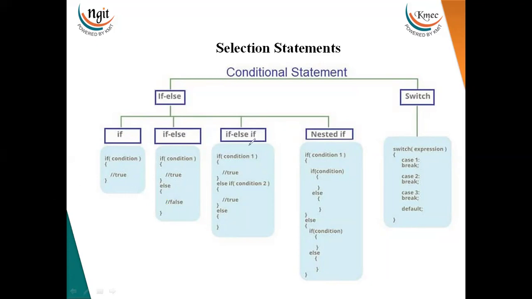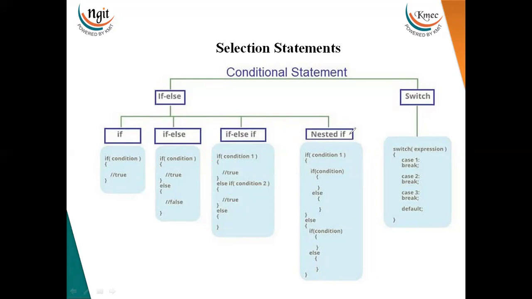In else if ladder, first we check the condition. If the condition is true, then we execute statement 1 or the if block. If the condition is false, then we jump to the else if and check condition 2. If it is true, we execute the condition 2 block. If it is false, then we go to the else block. Irrespective of the condition, we will execute this else block, right? So this is all about else if ladder.